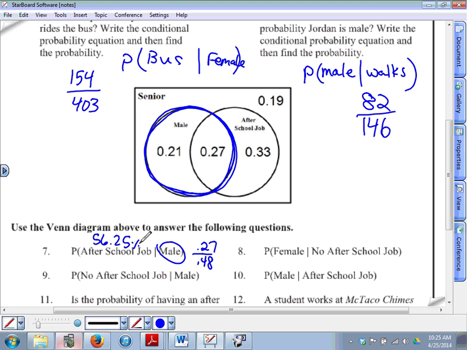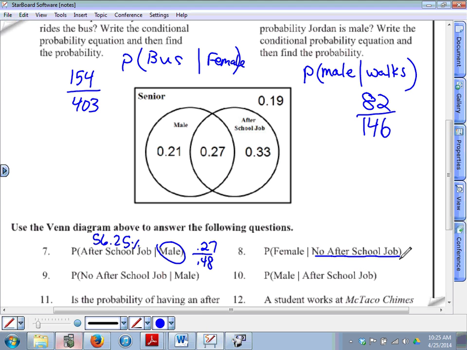Wait, why do we have to do that? It starts out as percentages, so you end up as a percentage, because that's how all of these start out. You always get it in the same form as you started. Question 8. The condition is no after-school job.